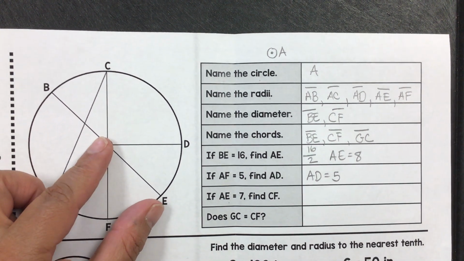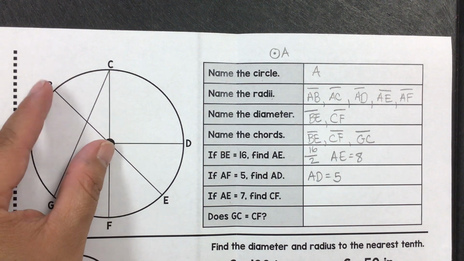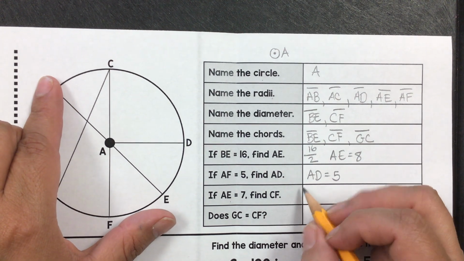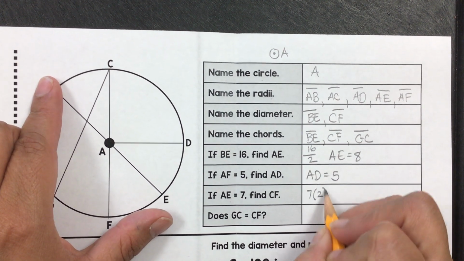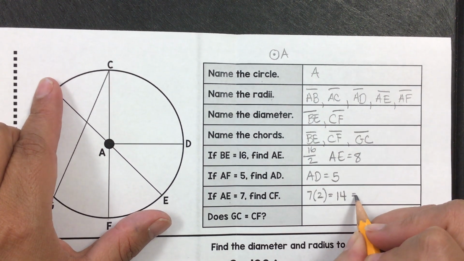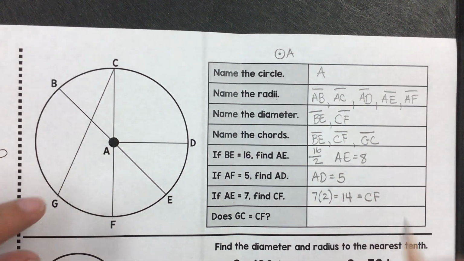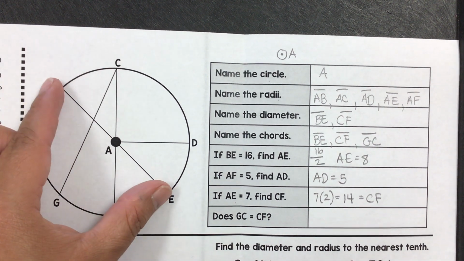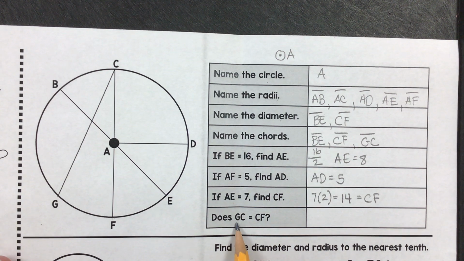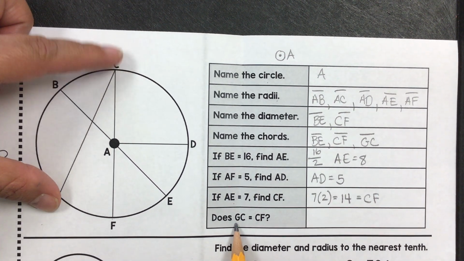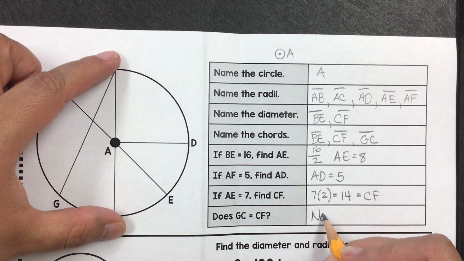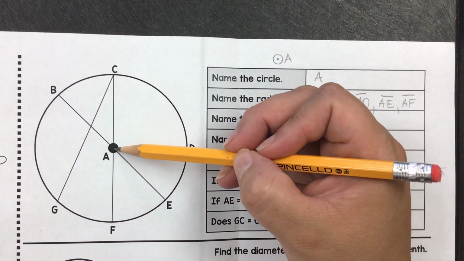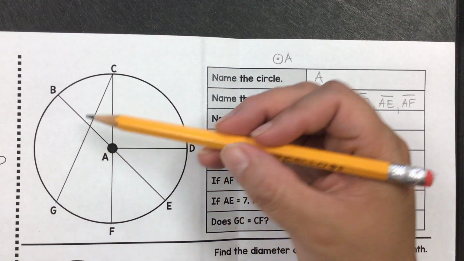AE is 7, and they want to know AF. So if we add another one over here, that would give you the whole distance of the diameter. All diameters are equal. So I'm going to say 7 times 2 gives me 14, and that is the distance of CF. Let me say that again. We got a radius. We're going to multiply by 2, and then all diameters are equal to each other. Does GC, this chord right here, equal CF? No. Hopefully you can tell that it does not because the line looks shorter, but the reason that they're not going to be equal is because this goes through the center and this one does not.